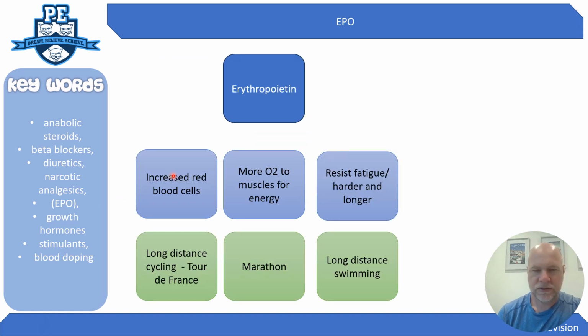And we get to EPO, erythropoietin. You will never really get asked to spell that word, so just refer to it as EPO. It is another peptide hormone. It's a naturally occurring hormone in our body, but what athletes do is they inject it into themselves, and it has this impact on performance, and it's very similar to blood doping, which I'm going to cover in the next slide. So it increases your red blood cells.